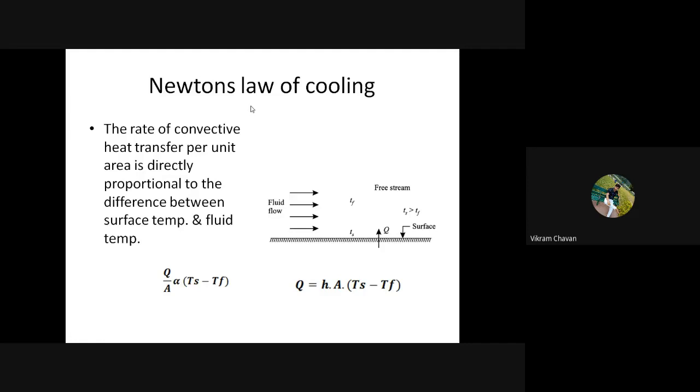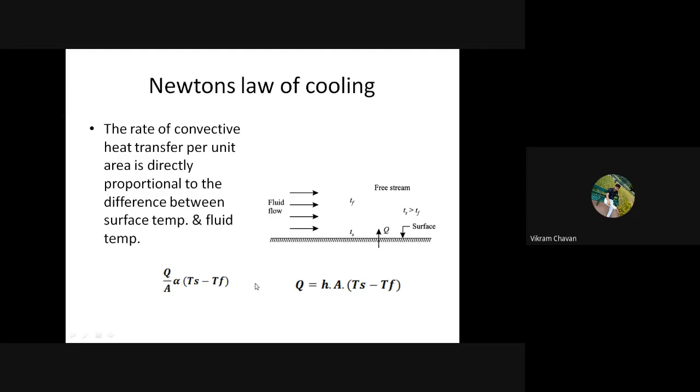Now, in this particular case, Newton's law of cooling states that the rate of convection heat transfer per unit area is directly proportional to the difference between surface temperature and fluid temperature. Simple law.